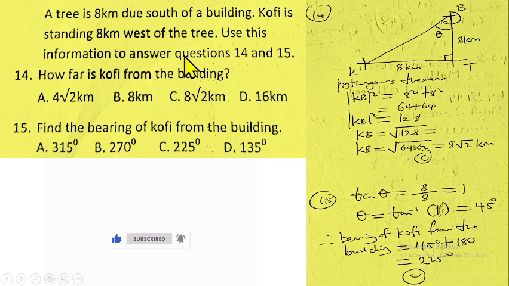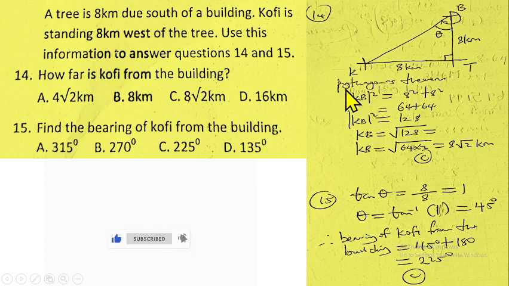Use this information to answer question number 14 and 15. How far is Kofi from the building? This is the building and this is Kofi. So draw a line joining the building and Kofi together. So that means you'll be having a right angle triangle. The question says, how far is Kofi? So we need to find the distance KB here, or BK, which is the hypotenuse side of that right angle triangle. So we can use Pythagoras theorem since we have two sides given to us already.